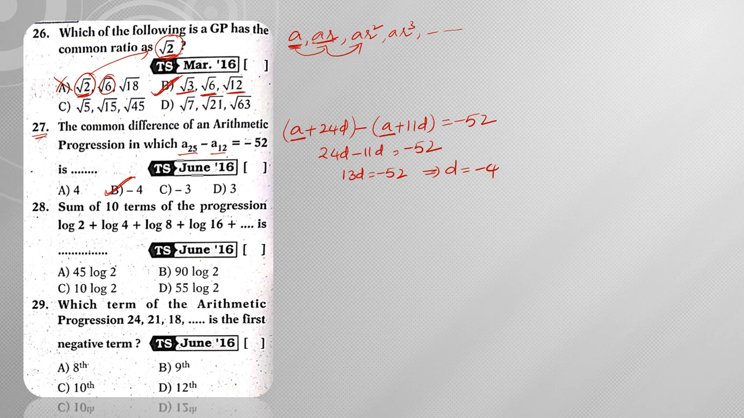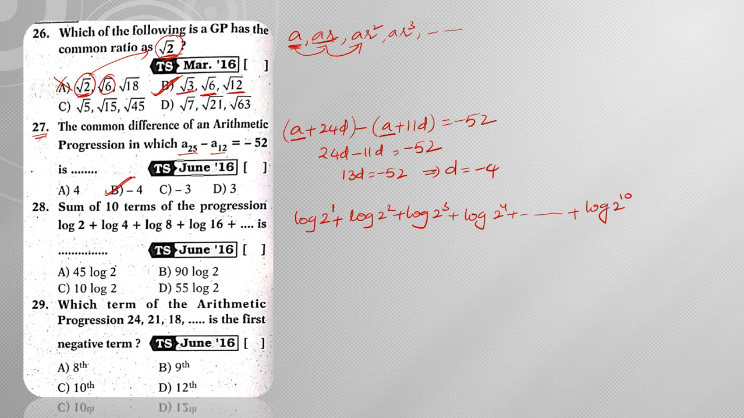Next, sum of 10 terms of the progression. Now clearly if you observe, this is log 2. Next one is log 4. Log 4 I can write as log 2 square, plus log 8 can be written as log 2 cube, plus log 16 can be written as log 2 power 4, plus and so on. If you observe carefully, here I have started with 2 power 1. First term started with 2 power 1. That means clearly the last term will be log 2 power 10.